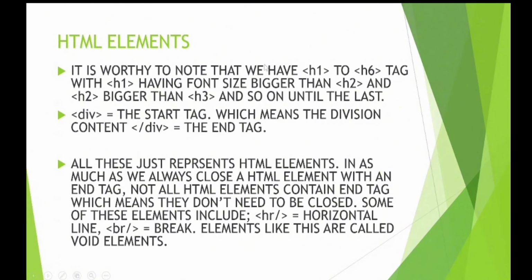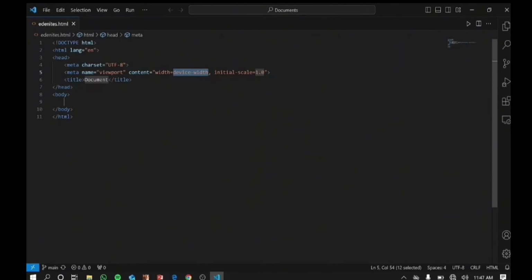It is worthy to note that we have H1 to H6 tags, with H1 having a font size that is bigger than H2, and H2 having a font size that is bigger than H3, and so on until the last, which is the H6. So we are going to see that in our VS Code now. Heading back to our VS Code, you locate your cursor and then press the Enter key. Your cursor should be just after the body, and then when you press Enter, it enters the next line, and then we can start typing.